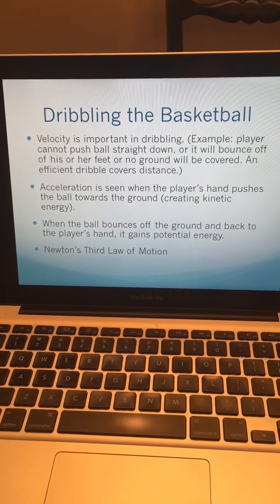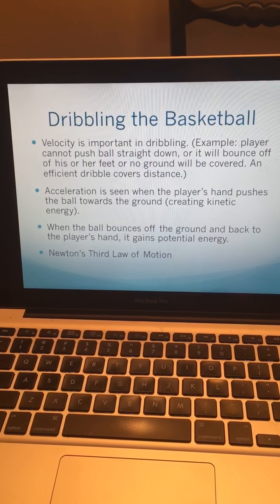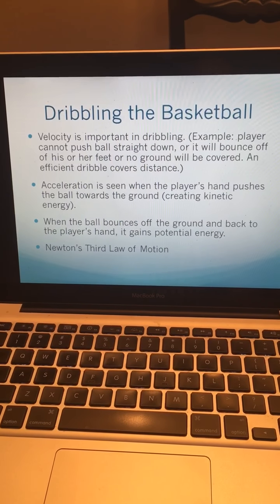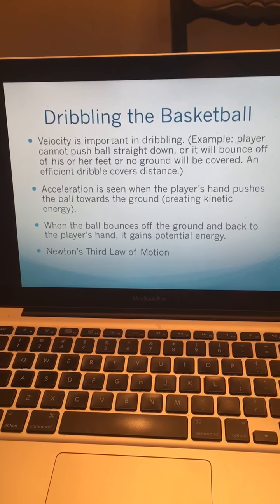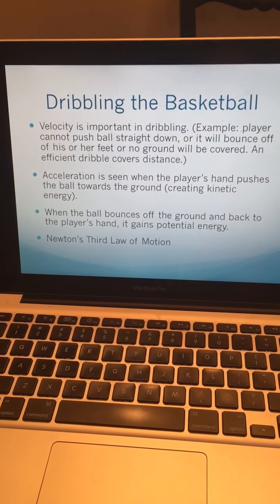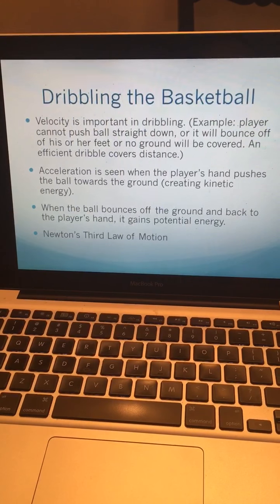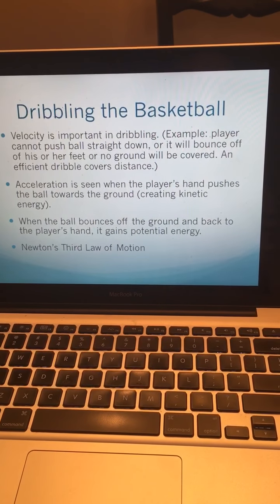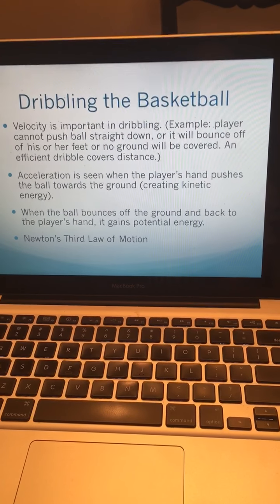Dribbling is the other way, besides passing, to move the ball on the court. Velocity is a key component to recognize in dribbling because the direction in which the player dribbles the ball is important. If he or she pushes the ball straight down, it will either hit his or her feet, or he or she will not be able to travel a far distance with that dribble. In order to maximize a dribble and to be efficient, a player should push the ball out in front of them.